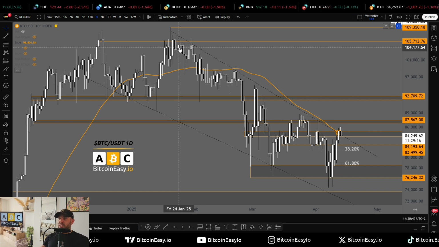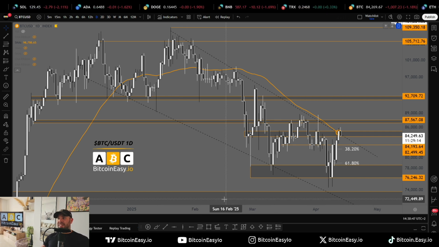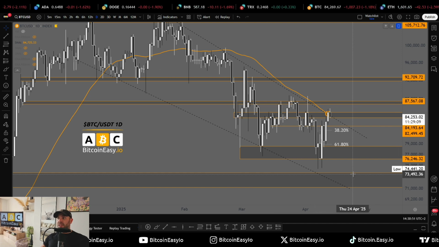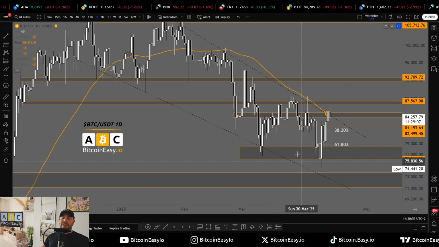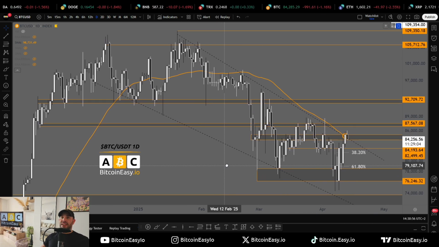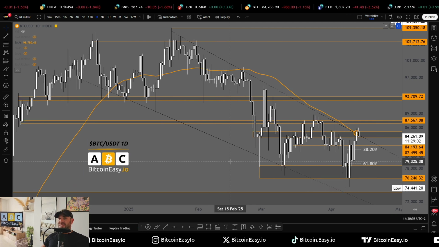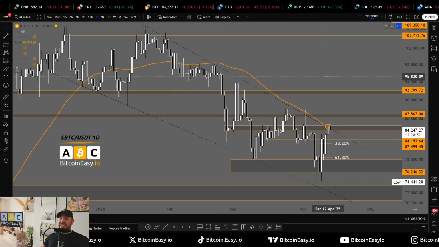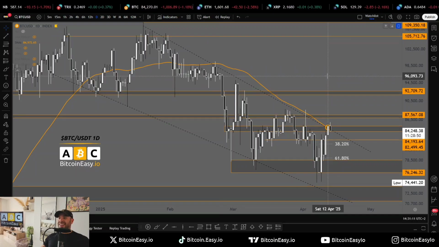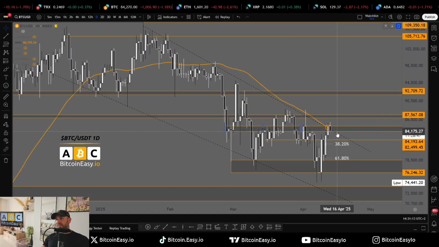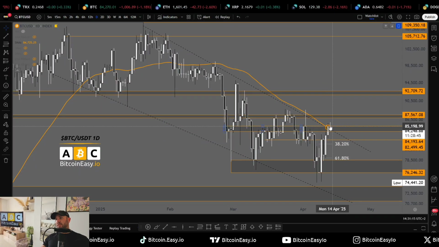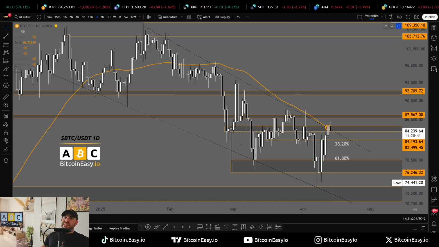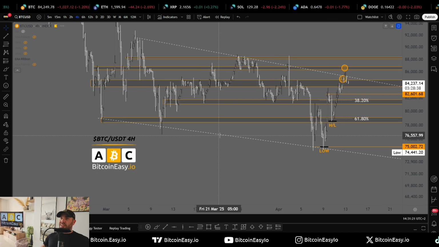But if we get rejected here and then lose that area, then the likelihood is that the momentum of this trend takes us down to this key area between 74 and 72K. That, of course, has been our target area for the bottom of this correction since the end of January. So everything's still very similar, and I tell you guys, I'm still being extremely careful here. I honestly still expect further downside before we see a complete breakout and trend reversal on the larger time frames.